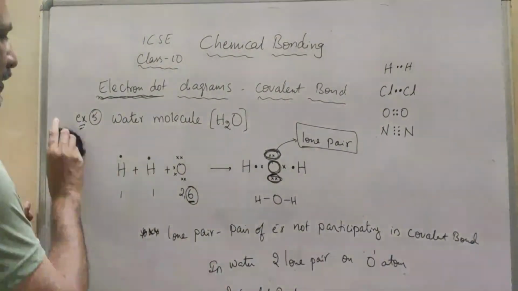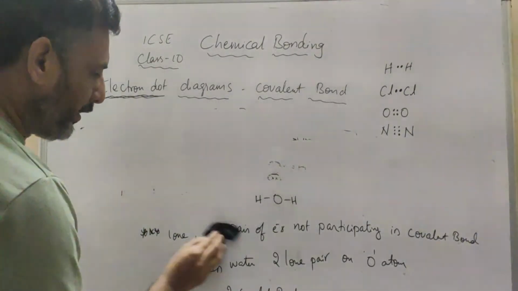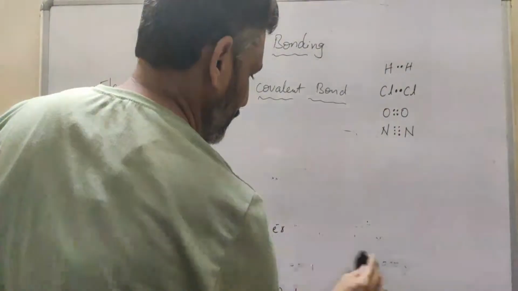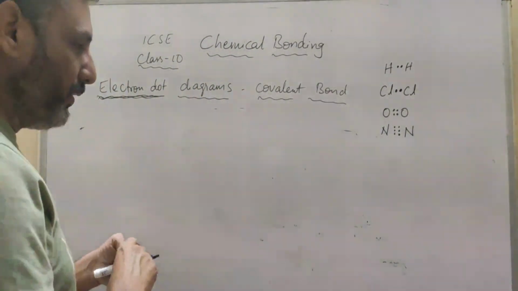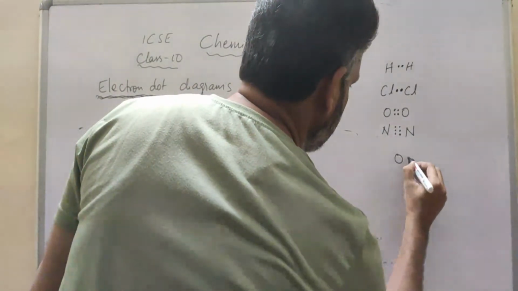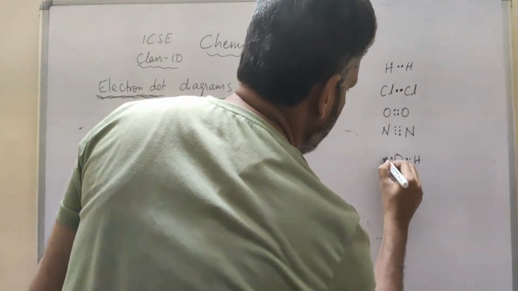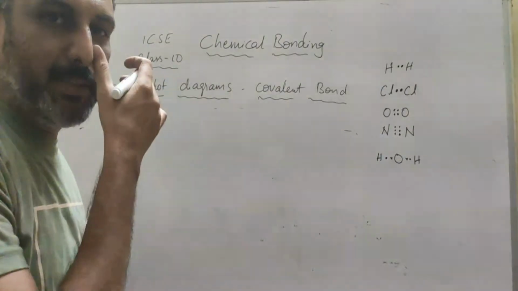Right, so this is example 5, that is water molecule. In a water molecule you will have two covalent bonds. It is just two covalent bonds. Okay, it is not double covalent. They are single covalent bonds, one bond here and one bond here. You can't call it a double bond.